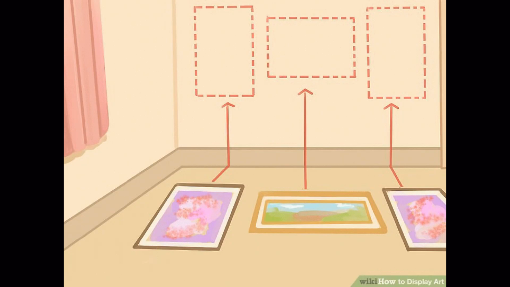Make sure there are equal amounts of space between each piece. For displaying art on the wall, a good rule of thumb is to space art pieces 3 inches (7.62 cm) to 4 inches (10.16 cm) apart.